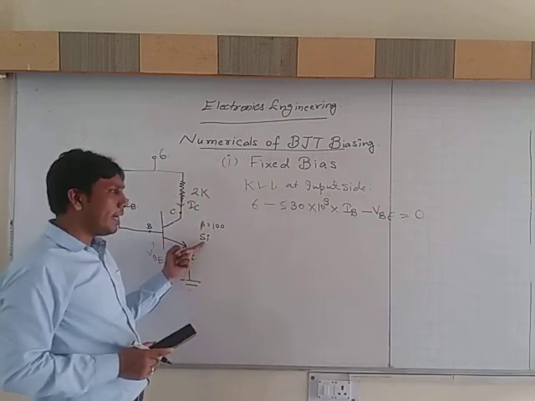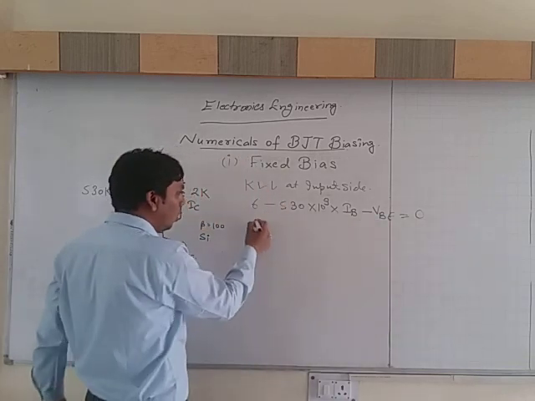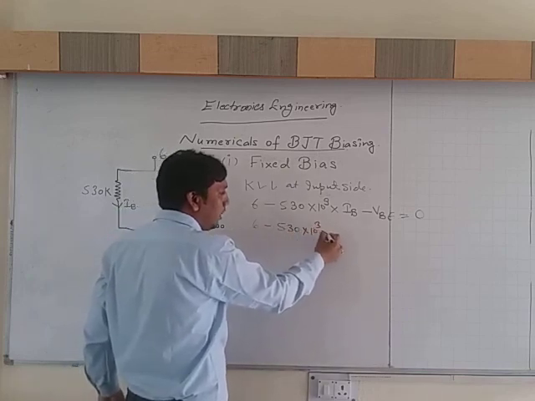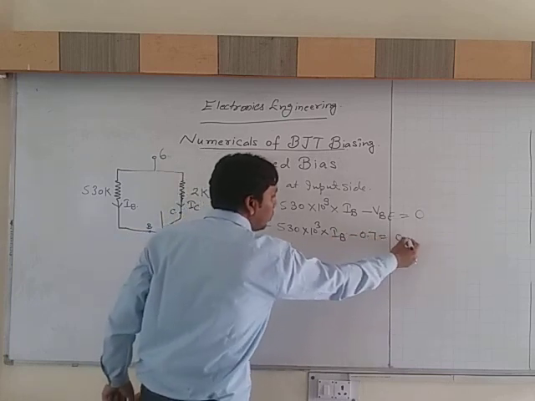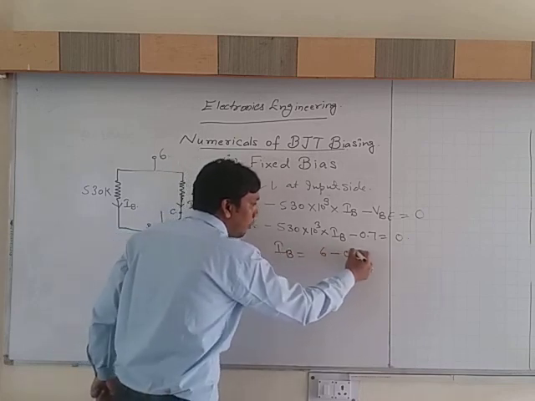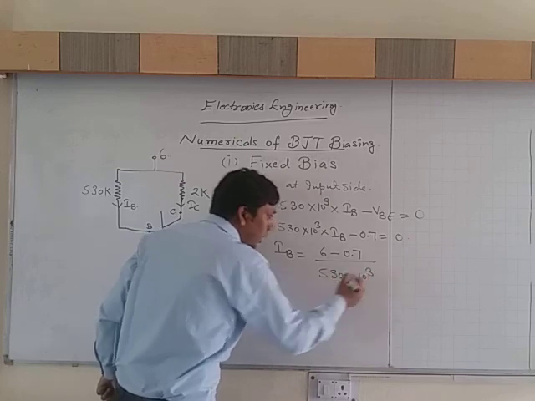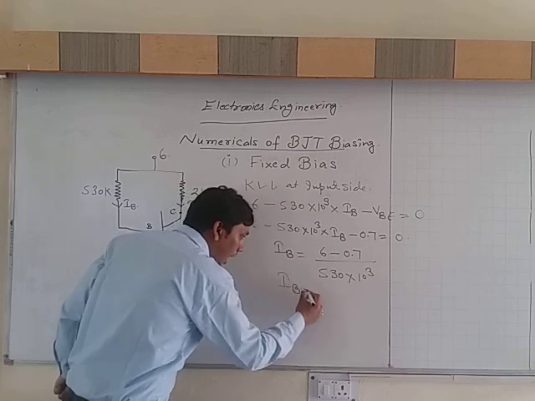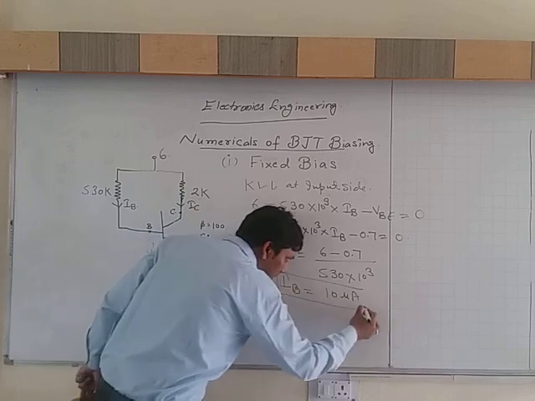Since it is silicon, we can put the value of VBE as 0.70. So we got 6 minus 530 into 10 to the power 3 into IB minus 0.7 equals to 0. And the value of IB will be 6 minus 0.7 upon 530 into 10 to the power 3. So after solving, IB will be 10 microampere.